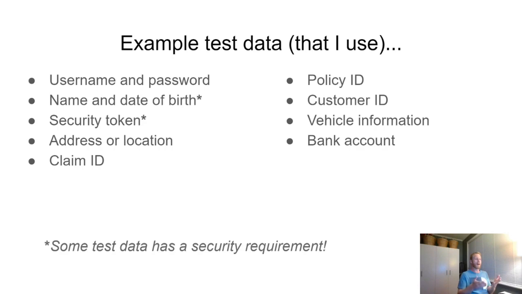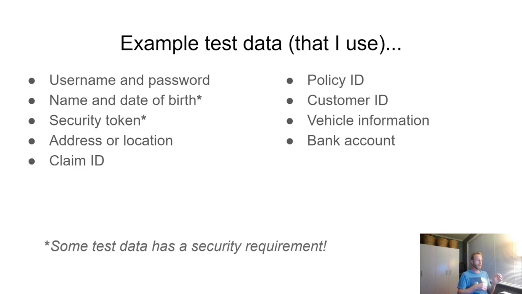So here are some examples from my career, keeping in mind that I work for an insurance company, so a lot of these are insurance specific. Obviously username and password, personal information such as a name and date of birth, maybe addresses and phone numbers, security tokens. In some cases I need to call an API, and I need a particular security token to do that. Addresses and locations. In the insurance world, we have a lot of claim numbers, policy numbers, and customer numbers that we need to generate, to use during our load testing. Vehicle information and bank accounts are other examples.